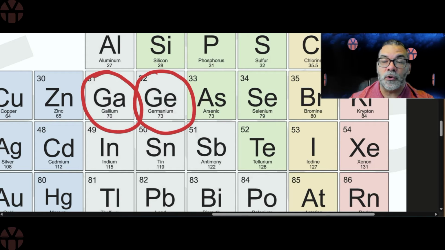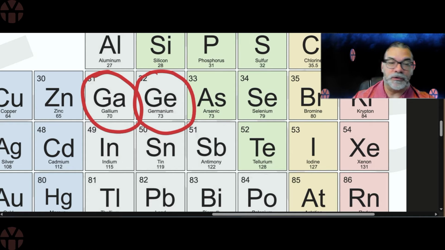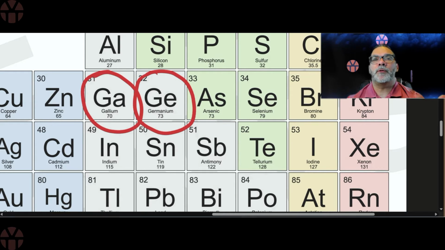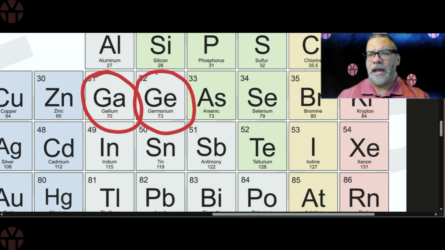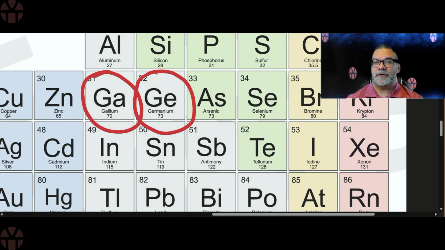And because of that, he's able to leave a placeholder, and he takes it a step further, and he even says things like, when we find this element, whatever it is, I bet that its properties are going to be, and he started to describe the properties, including its melting point, how it would behave chemically, etc. And lo and behold, scientists now had kind of a blueprint to follow.